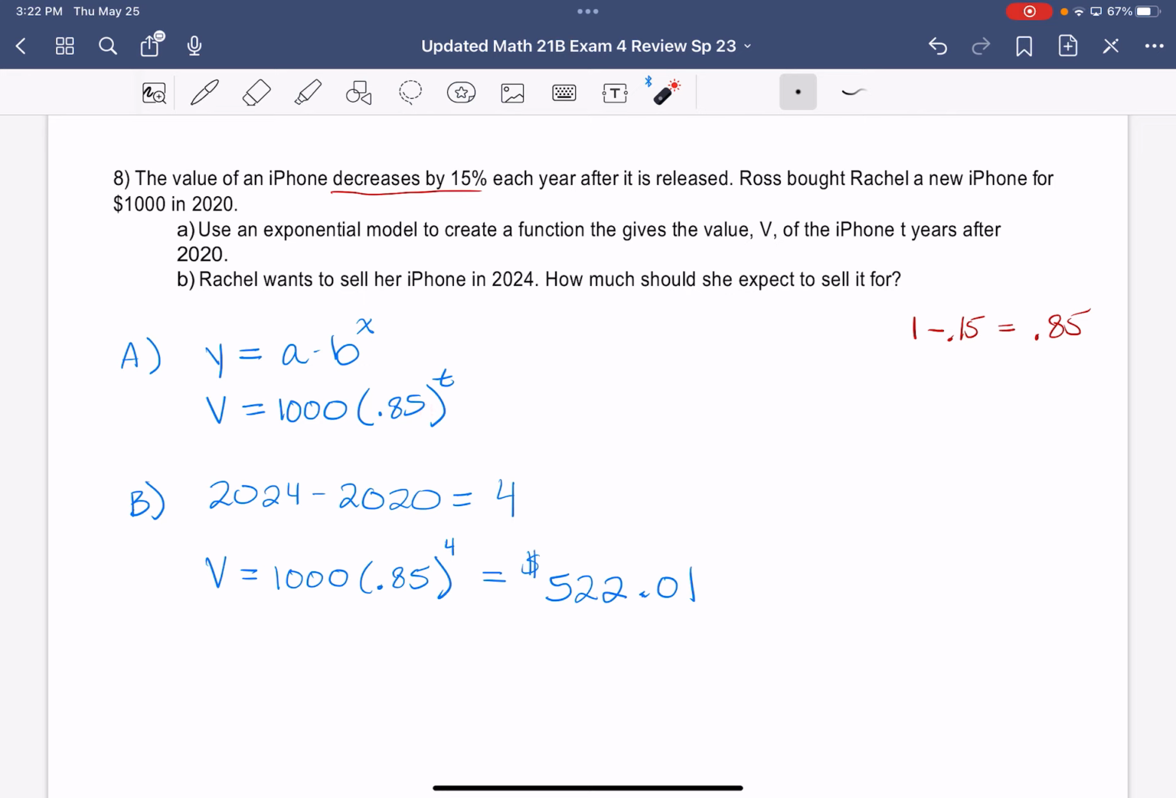And on the test, is it going to say exponential? It may not. I was going to say if it said exponential or linear. Yeah, you have to be able to identify. Okay. Good questions, guys. Any other questions?